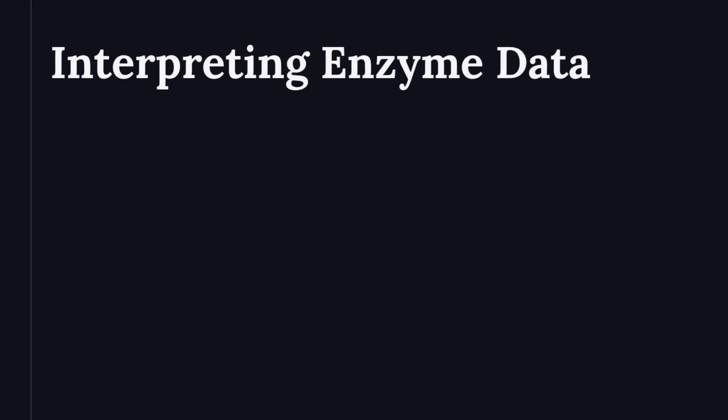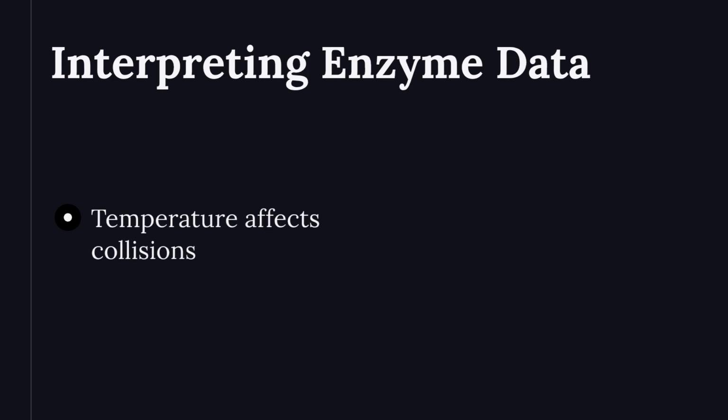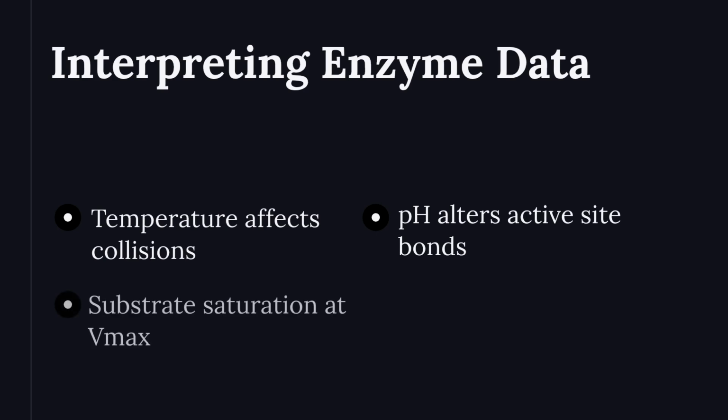Interpreting enzyme data involves linking graphical trends to molecular explanations. Rising temperature increases collisions until denaturation. pH influences bonding in the active site. Increasing substrate concentration leads to saturation and Vmax. Competitive and non-competitive inhibition affect catalytic capacity differently.